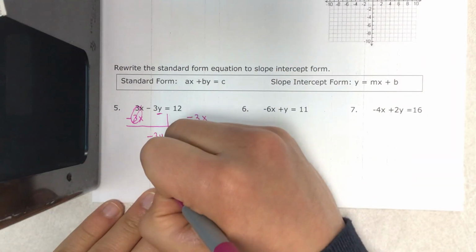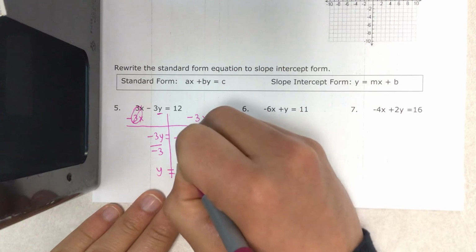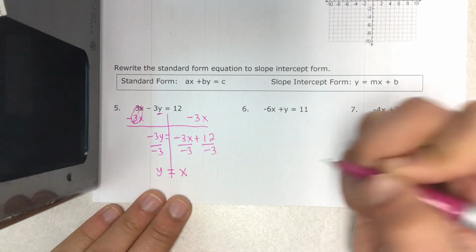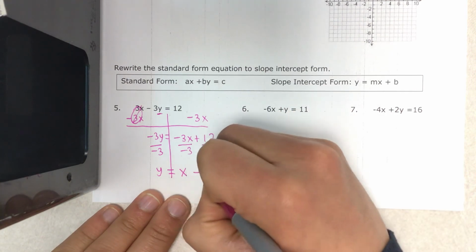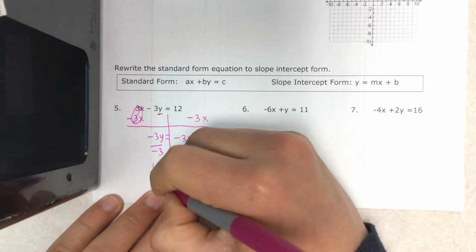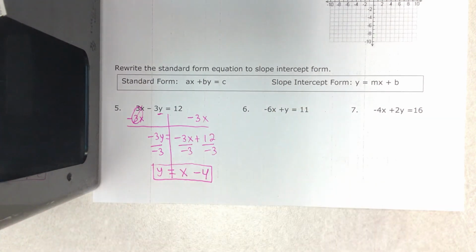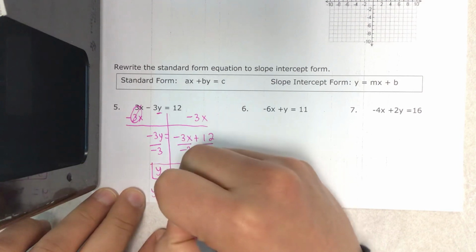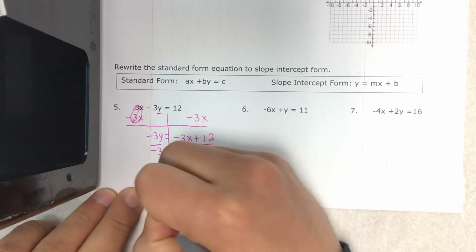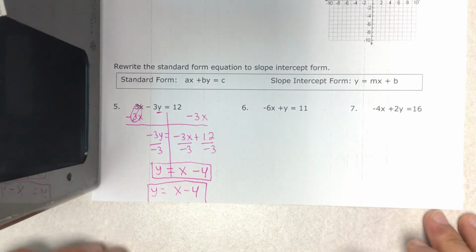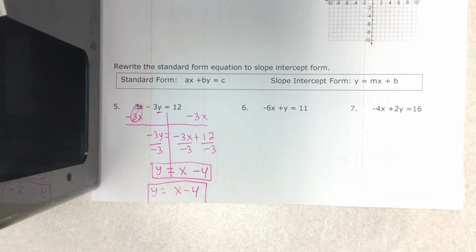And then I'm left with y equals negative 3x divided by negative 3, that leaves me with 1x, and 12 divided by negative 3 is minus 4. So for this equation, I get y equals x minus 4. And we can write it a little nicer so I don't have the line underneath. Just like that. And then we'll go to 6. We'll be done after 6.